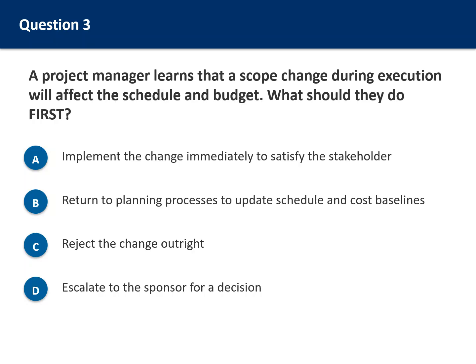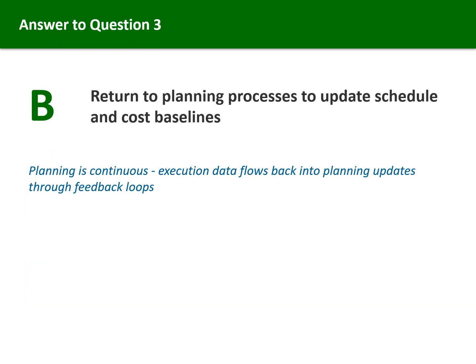Question 3. A project manager learns that a scope change during execution will affect the schedule and budget. What should they do first? Option A. Implement the change immediately to satisfy the stakeholder. Option B. Return to planning processes to update schedule and cost baselines. Option C. Reject the change outright. Option D. Escalate to the sponsor for a decision. Think about the iterative nature of planning. The correct answer is B.